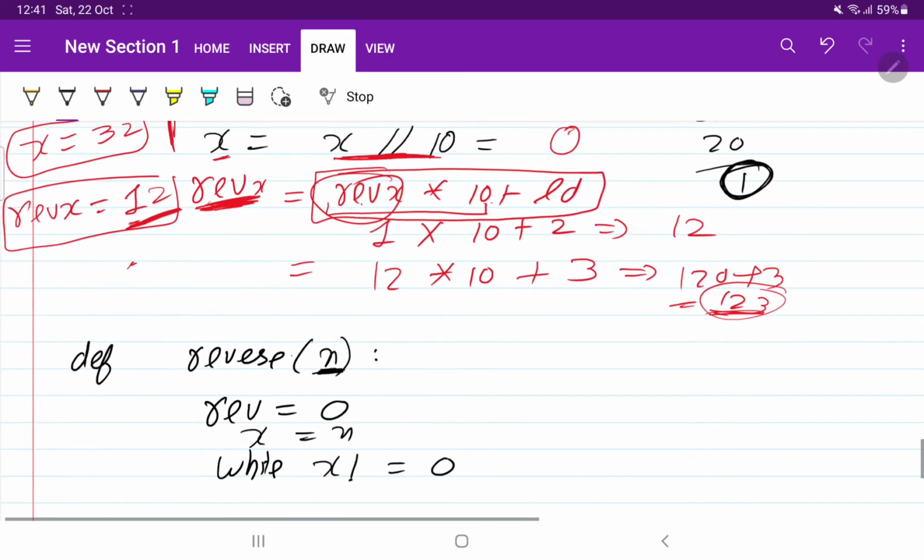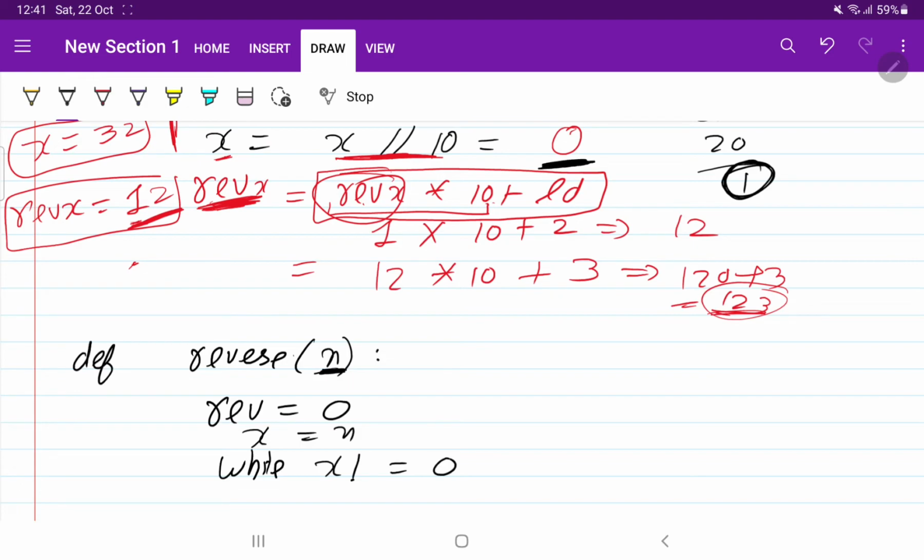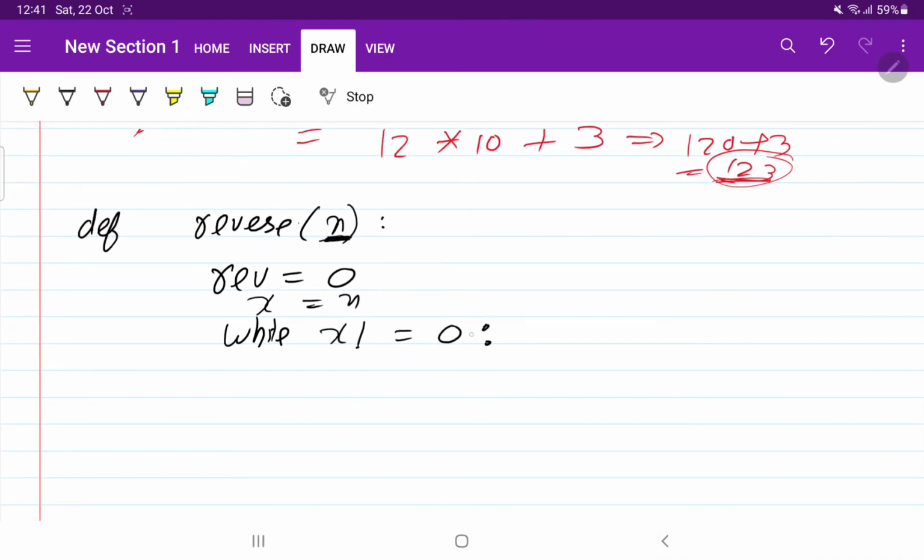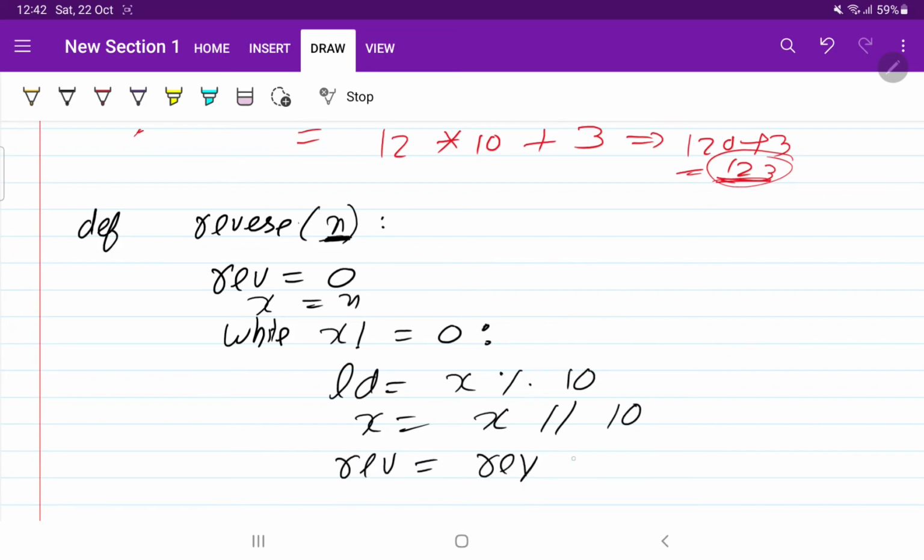So we were talking about the x. Till x becomes 0, we will run our loop. So we will write like this: while x is not equal to 0. First of all, we calculate the last digit. Last digit was x percentage of 10. Then we were reducing our number. So how were we reducing our number? X will be x divided by 10. And then we were calculating reverse. Reverse was reverse into 10 plus last digit.